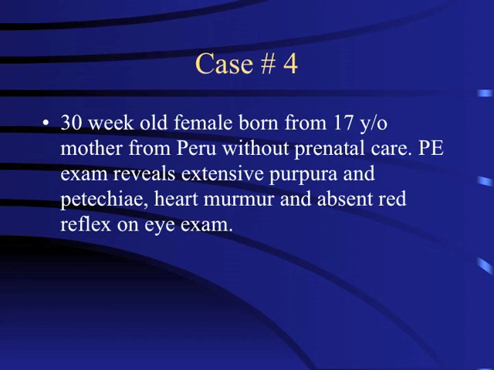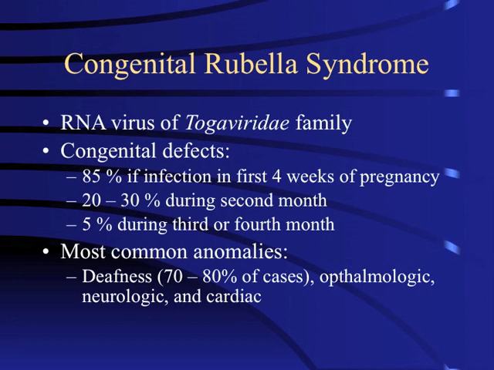Next case is a 30-week-old female who was born to a 17-year-old mother that had come from Peru and didn't have any prenatal care. On physical exam, she had extensive purpura and petechiae. She had a heart murmur, and in one of her eyes she had an absent red reflex. And this baby actually had congenital rubella syndrome.